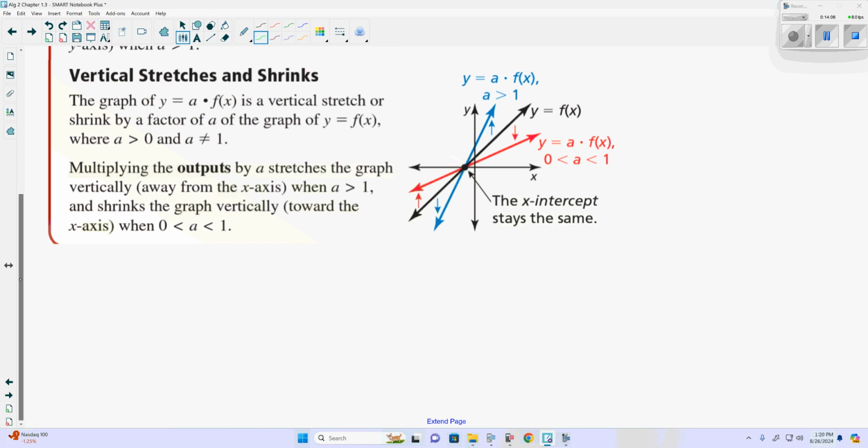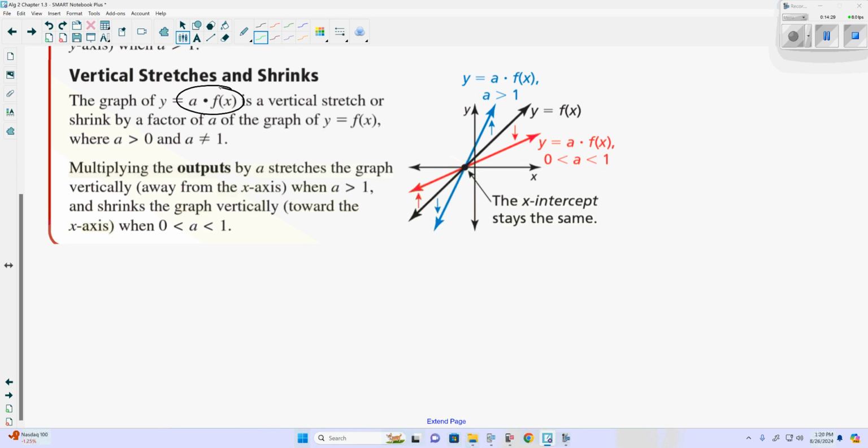Now the vertical stretch or shrink general form is a times f of x. If it's a vertical stretch, we're going to use a times f of x. If it's a vertical shrink, we're going to use a times f of x. We have the same general form whether it's a shrink or a stretch vertically. Doesn't matter which one it is, we are going to have the same.